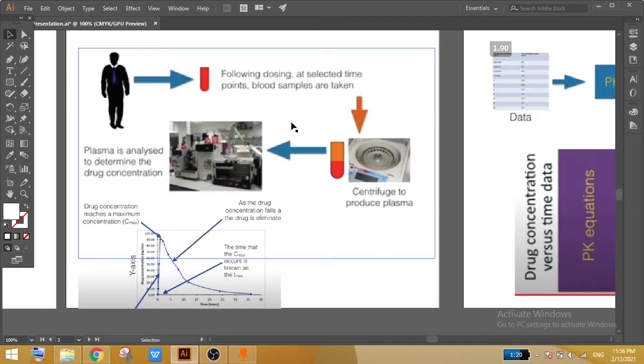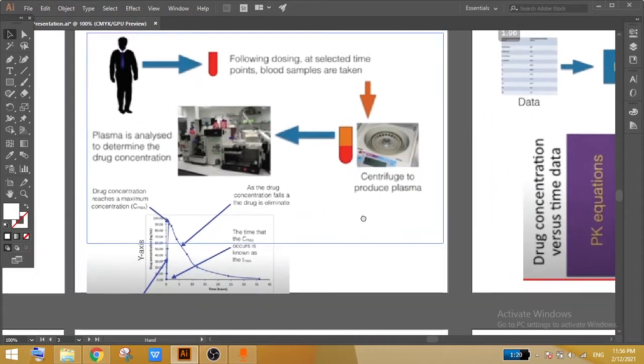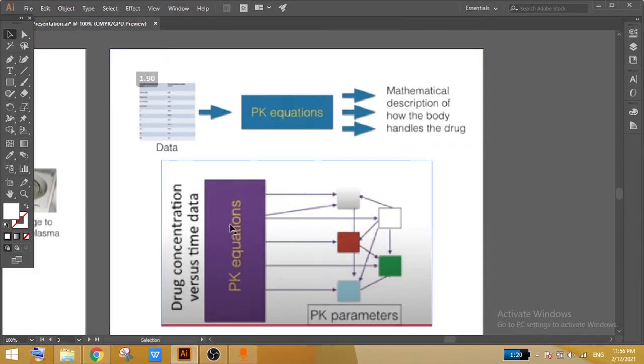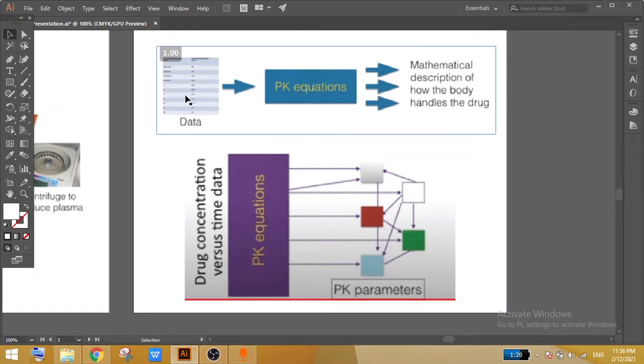The second major thing is that from the blood samples, we don't use the blood for analyzing our drug concentration, but we use the plasma. Why do we use plasma but not blood? Because blood contains various cells and clotting factors, which make it difficult to analyze our drug concentrations. So it is a very important aspect of pharmacokinetic studies that we use plasma as the medium for analyzing our drug concentrations. The next thing is that after getting those data values, we put them into various pharmacokinetic equations.